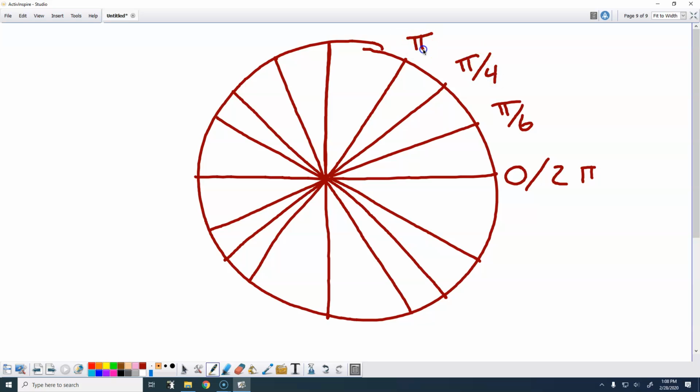The next one would be pi over 4. The next one would be pi over 3. The one on top here is pi over 2. And I'm just going to keep writing them, but if you can't read it, let me know.